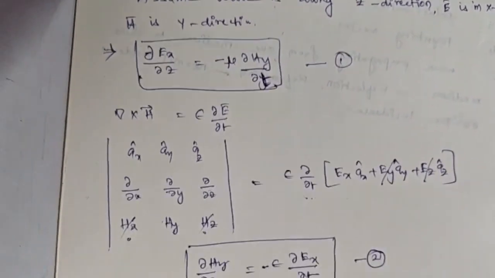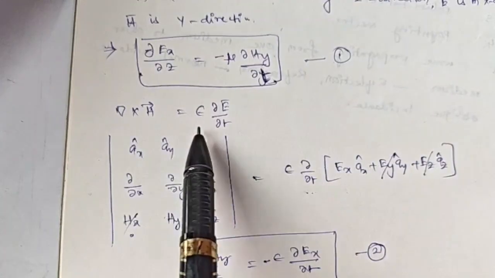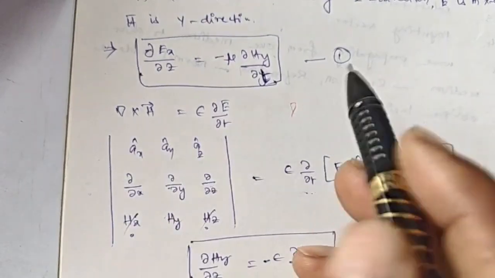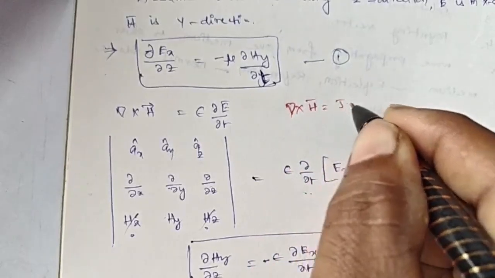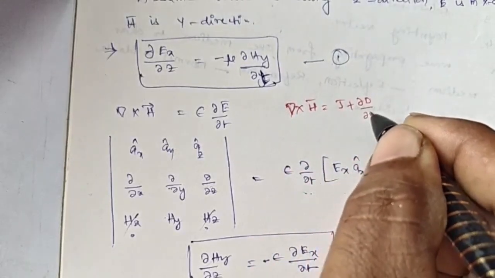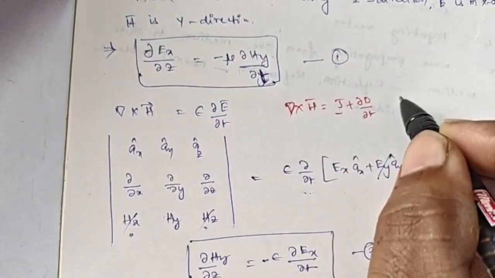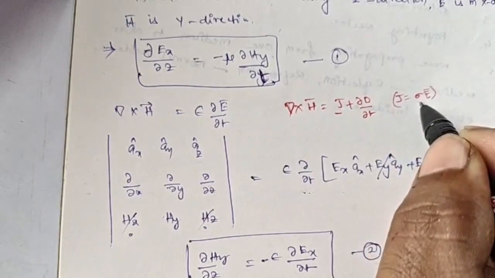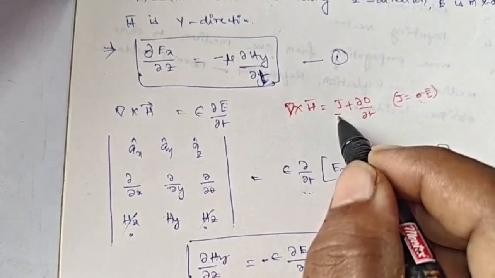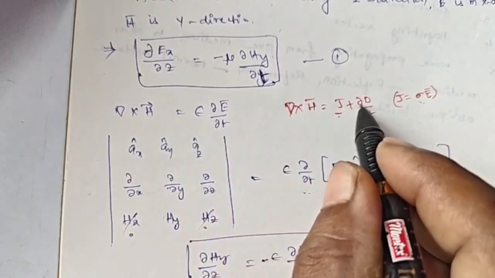Let this be equation number 1. Similarly, the second Maxwell curl equation is del cross H equal to, what is Ampere's law? J plus dou D by dou t. But J is the conduction current density, J equal to sigma E. Now in free space, sigma equal to 0, then J will be 0. That's why I am not writing J here. So we are writing only dou D by dou t.